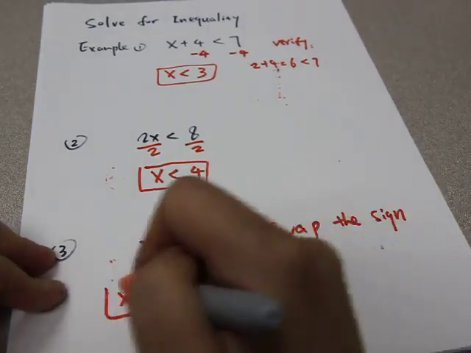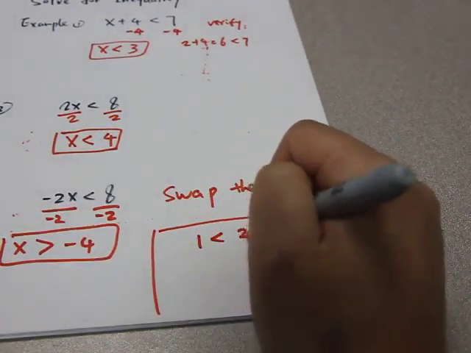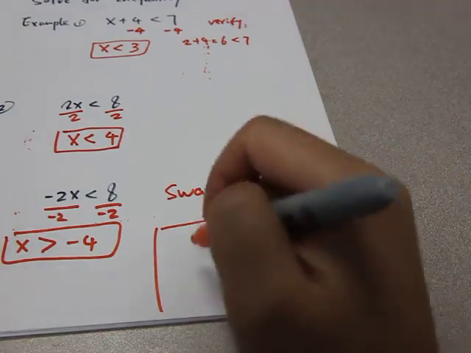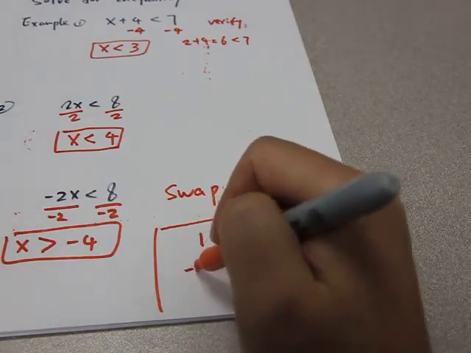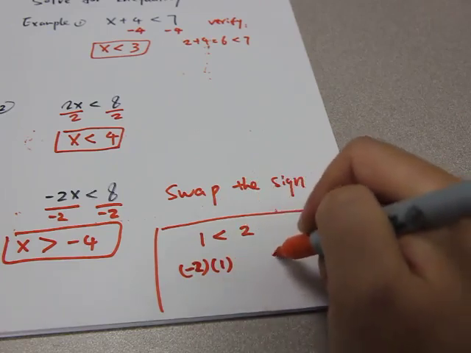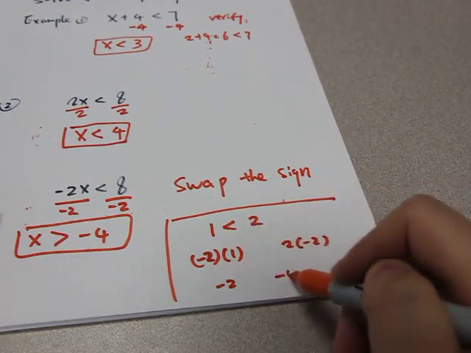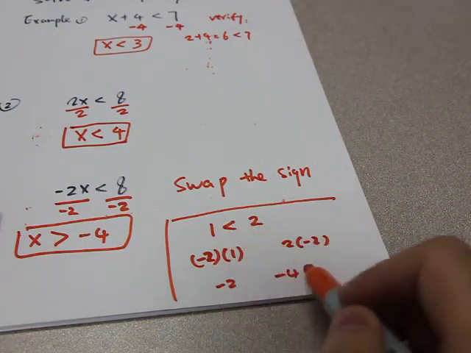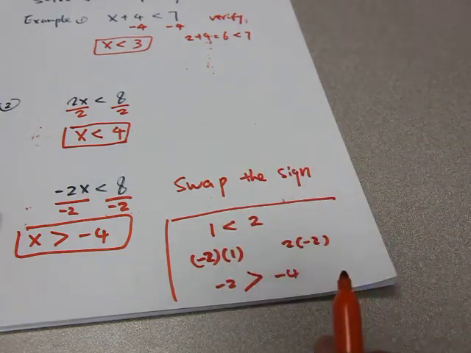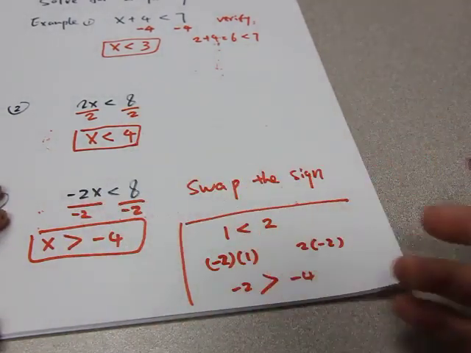Now, why are we doing this? Let me use this example to show you. We know 1 is less than 2, right? Now, let's think about what happens if you multiply both sides by a negative number, say negative 2. This number becomes negative 2, and this number becomes negative 4. And we know negative 2 is not less than negative 4. So we need to swap the sign. That's why when you multiply or divide by a negative number, you have to switch the inequality sign.